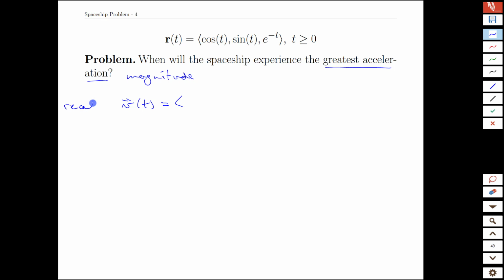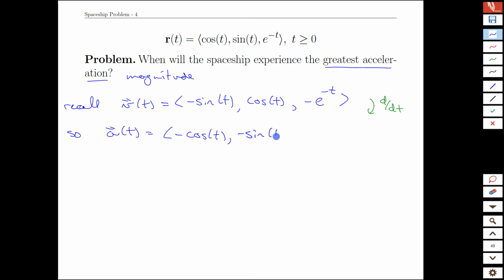Recall from the last slide that the velocity we had was negative sine t and cos t and negative e to the negative t for the z component. And so our acceleration is going to be the derivative of that. We're going to take a time derivative, and we're going to get ourselves negative cos t, negative sine t, and a double negative e to the negative t, and we're back to positive. Now this question asked about the greatest acceleration, so greatest magnitude, so we need the magnitude of the acceleration.